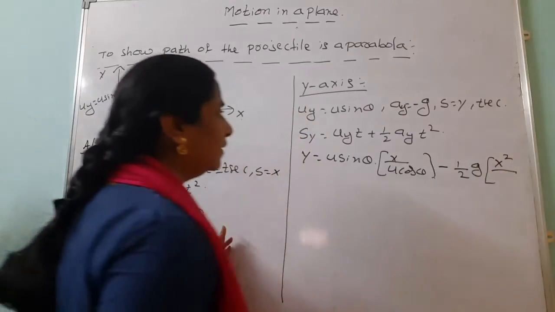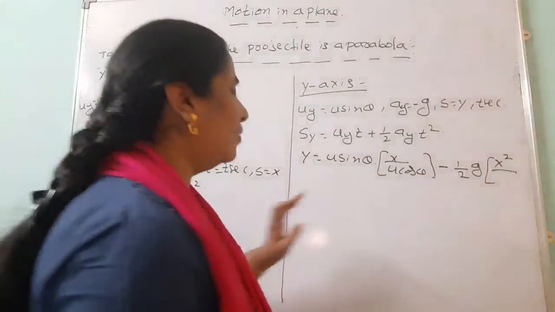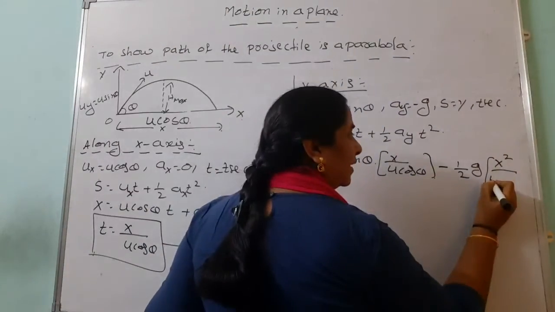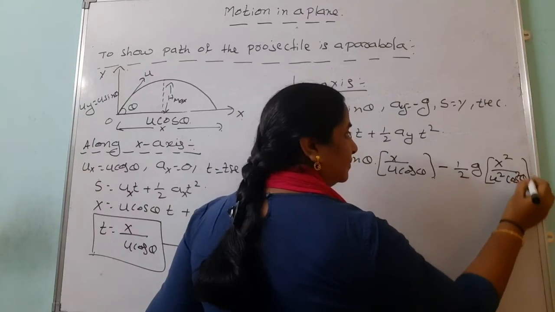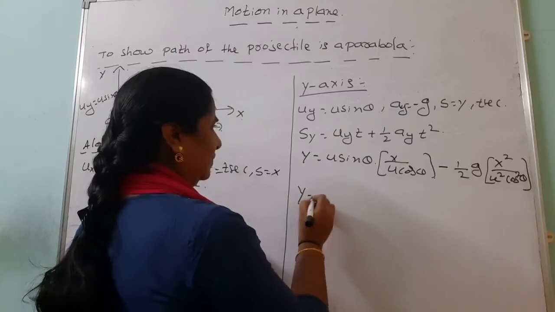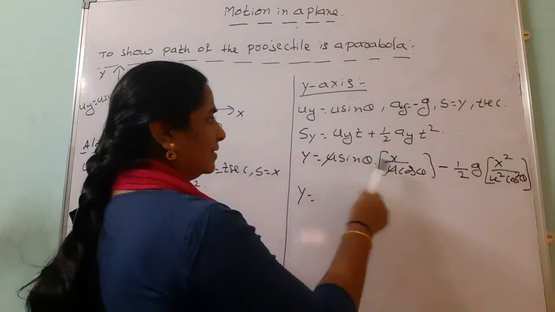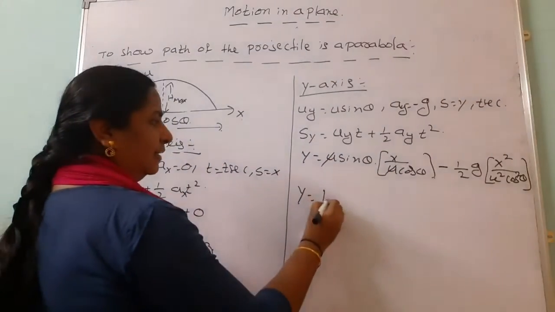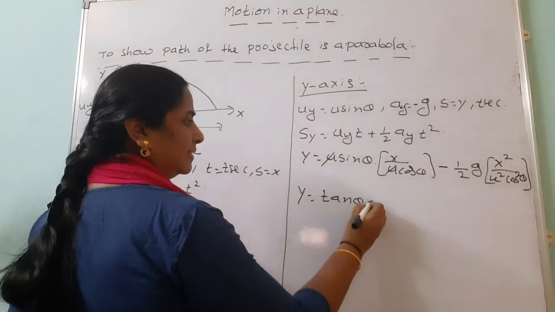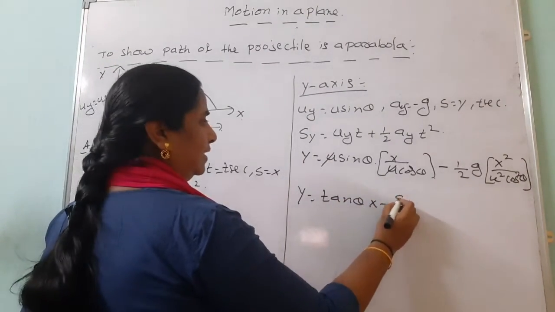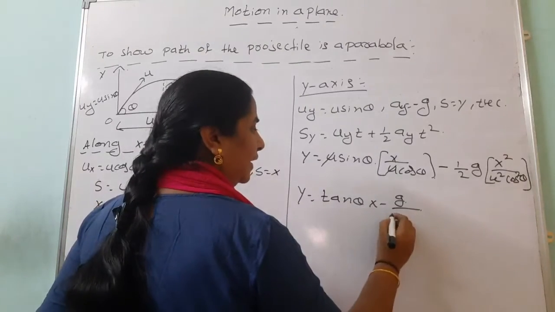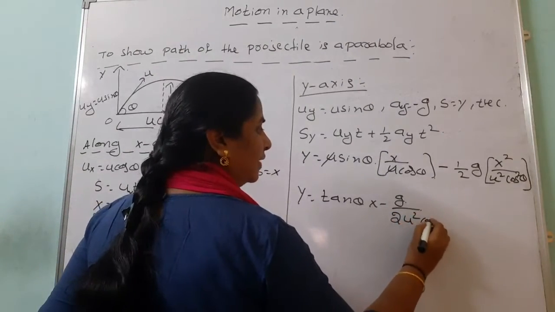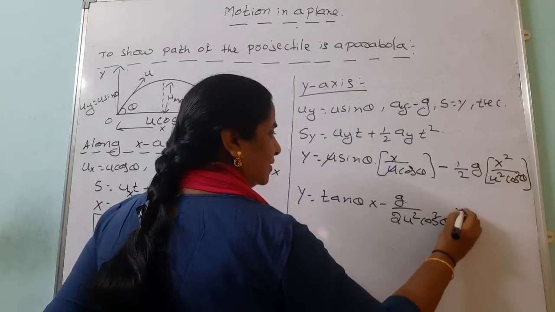Many people are making a mistake. U cos theta whole square, we can apply to both, so u square cos square theta. Then y equals, this u cancels, sin theta by cos theta is tan theta, into x, minus g by 2 into u square cos square theta into x square.